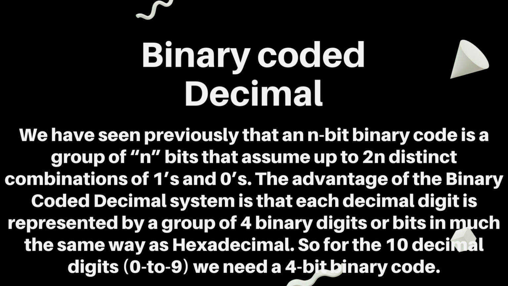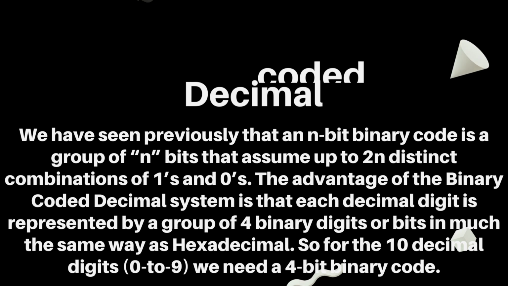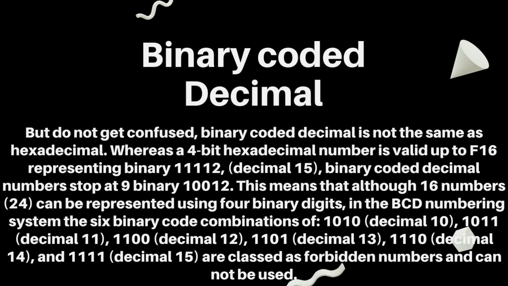The advantage of the binary coded decimal system is that each decimal digit is represented by a group of 4 binary digits or bits, in much the same way as hexadecimal. So for the 10 decimal digits we need a 4-bit binary code. But do not get confused, binary coded decimal is not the same as hexadecimal.